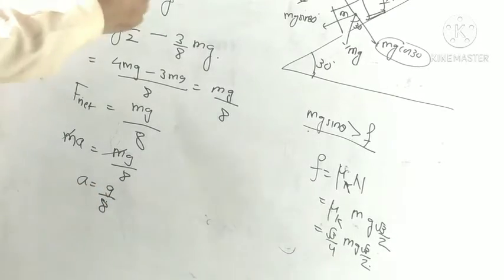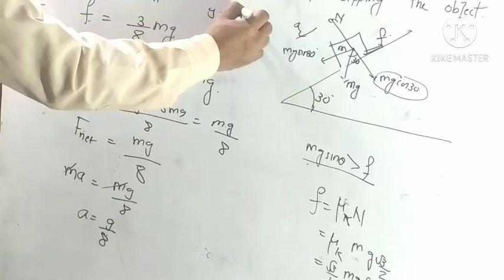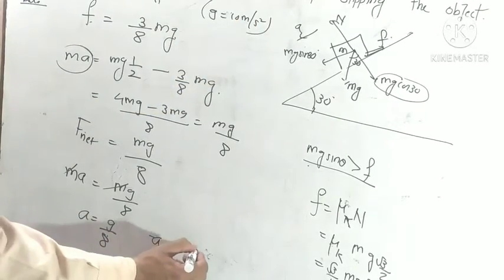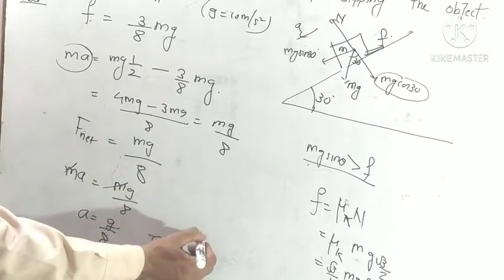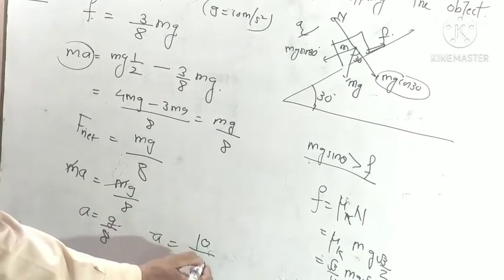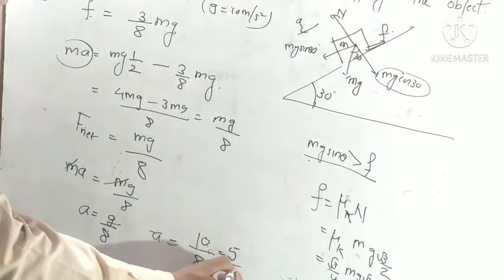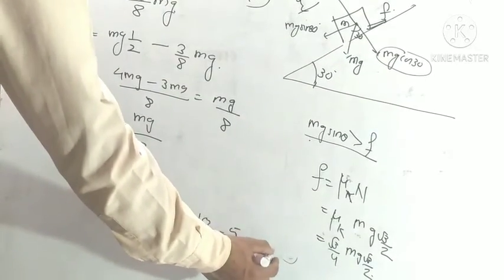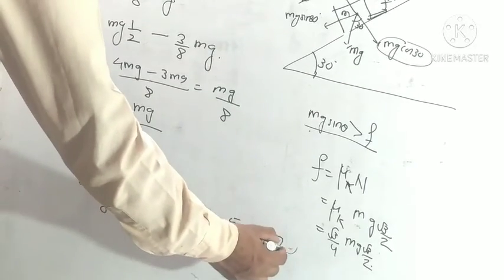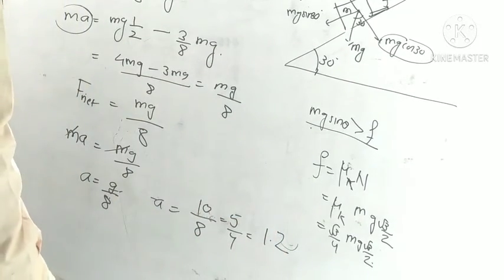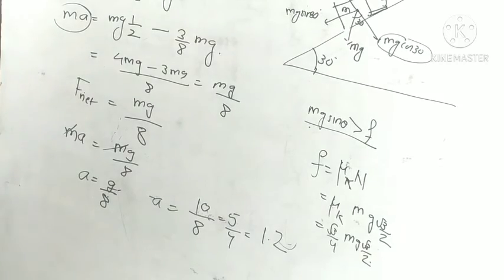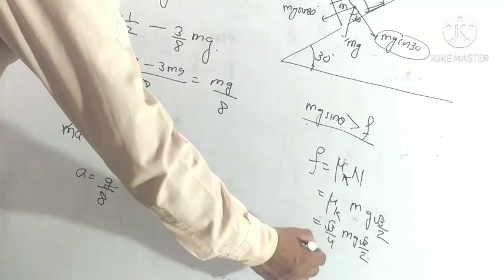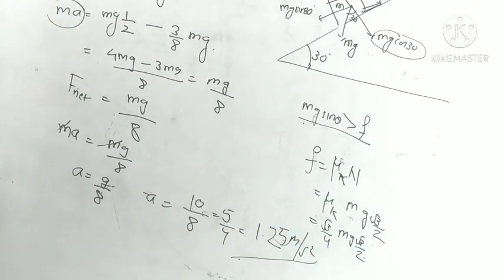So we take g equal to 10 meters per second square here. So acceleration is equal to g upon 8; we put the value of g, 10 upon 8, and finally we get 1.25 meters per second square. This is the final value of acceleration.